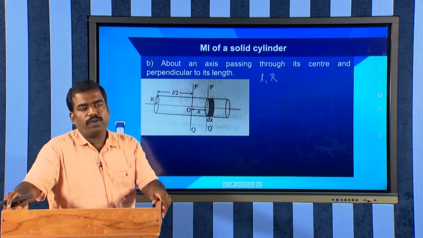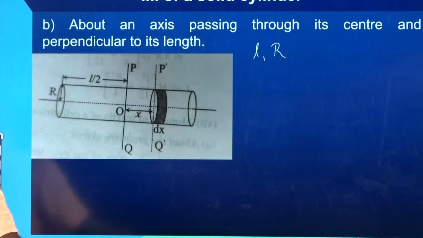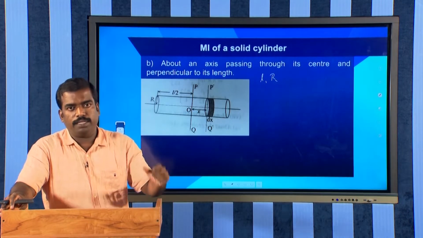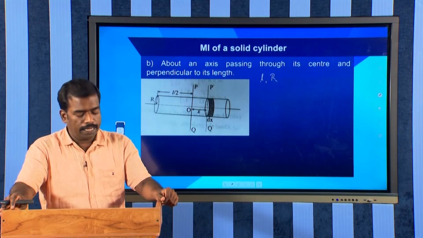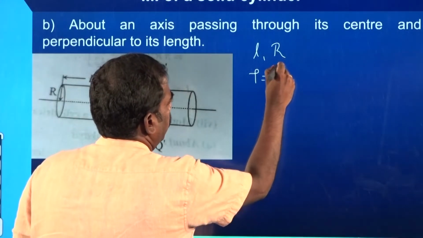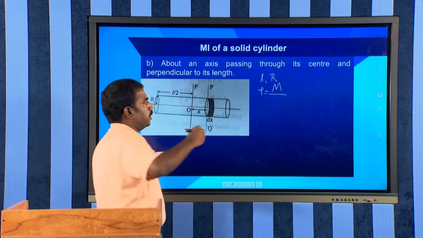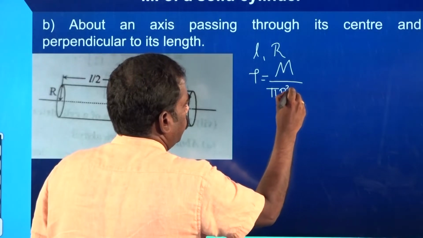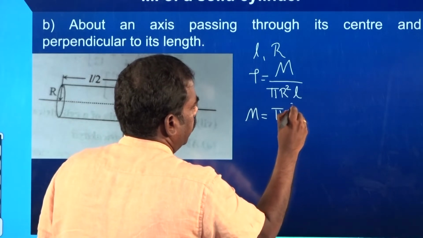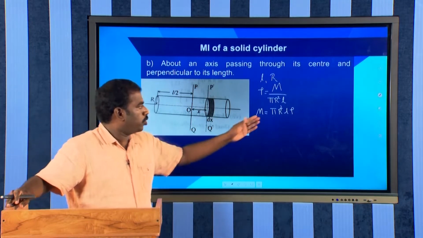First we find the moment of inertia of this small circular disc about the axis p dash q dash. In the previous cases we considered mass per unit area. Here we consider the mass per unit volume, rho, given by capital M divided by the volume of the cylinder. The volume is pi capital R square into L, so M equals pi r square L rho. This is the mass of the cylinder in terms of mass per unit volume.